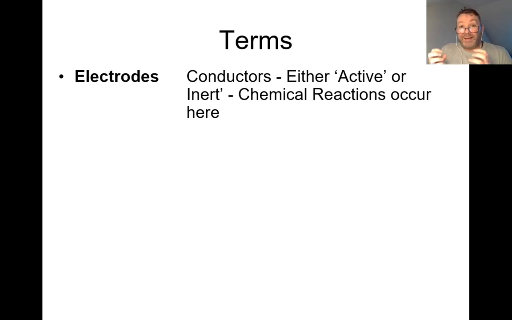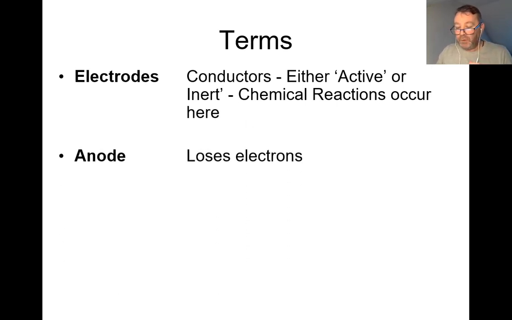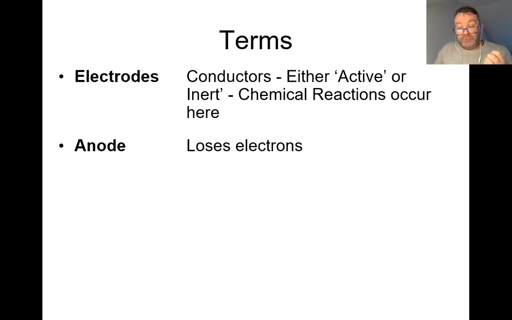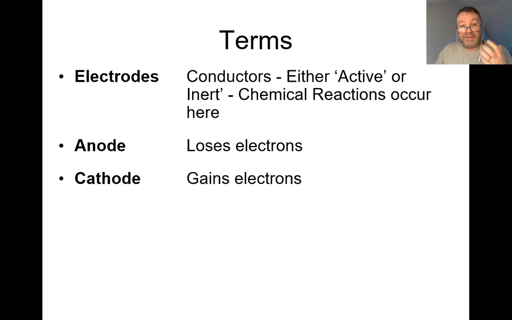Otherwise, they are inert. And what that simply means is that they strip electrons or they deliver electrons, but they themselves don't get involved in the chemical process. Okay, so two types of electrodes, active or inert. The electrodes themselves are called the anode and the cathode. Now, sometimes people think, how am I going to remember the anode and the cathode? I'll give you an easy way in a moment. But the anode is where substances lose electrons. And the cathode is where substances gain electrons.